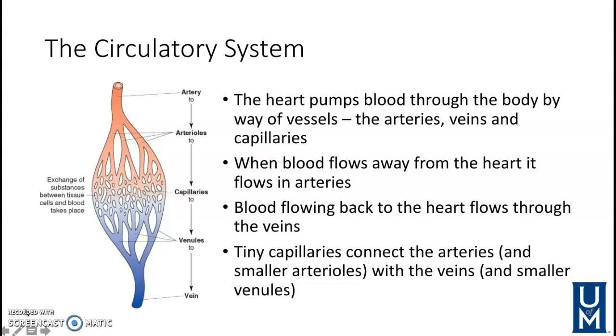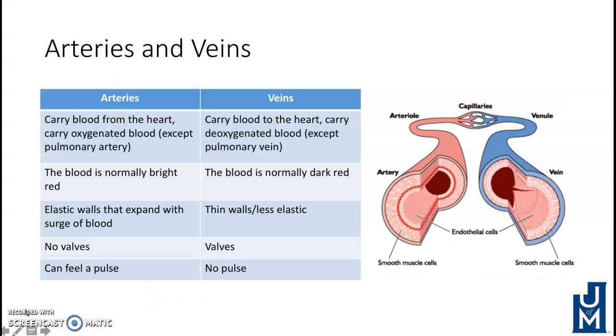We only use veins. So moving on to the differences between arteries and veins. Arteries are what carry blood from the heart. So this is our oxygenated blood. It's normally bright red. They have elastic walls that expand, right? Because they pulsate. They don't have any valves, and you can always feel a pulse with an artery.